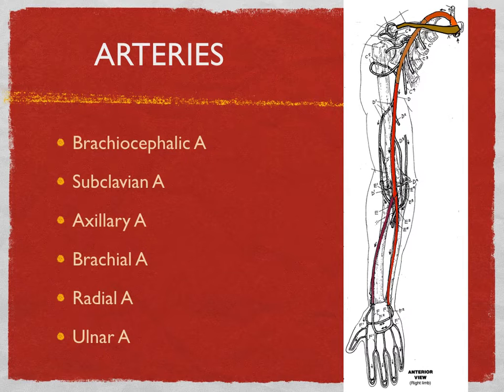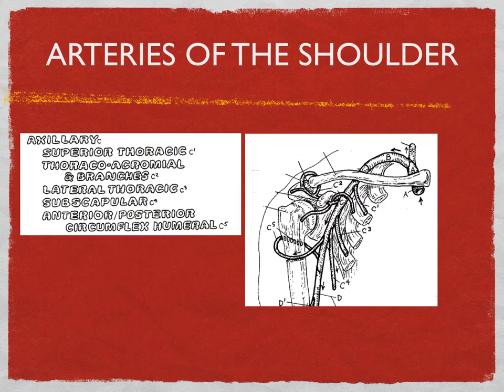So many of these arteries have branches on them, and you can see that in the outline of the handout. So let's go back up to the shoulder, okay? And right here, remember we colored in these major ones, brachiocephalic, subclavian, axillary. And here are the branches from that. The axillary artery has several branches from it.